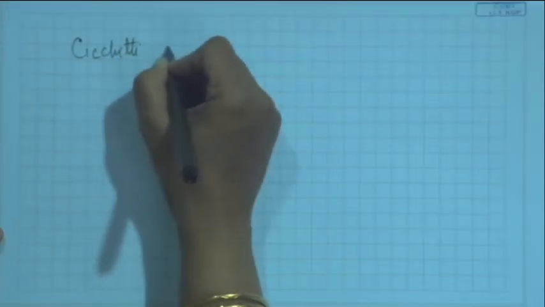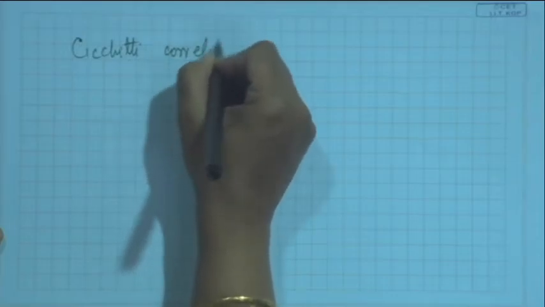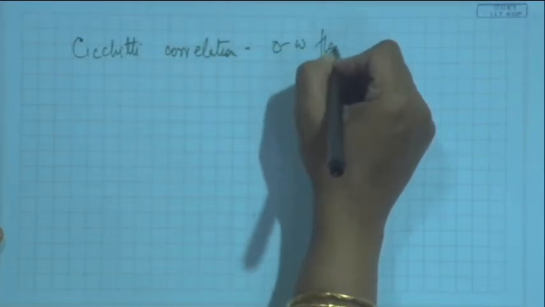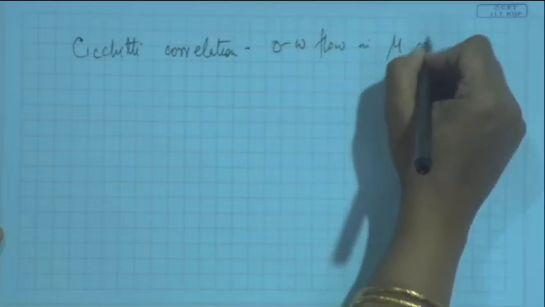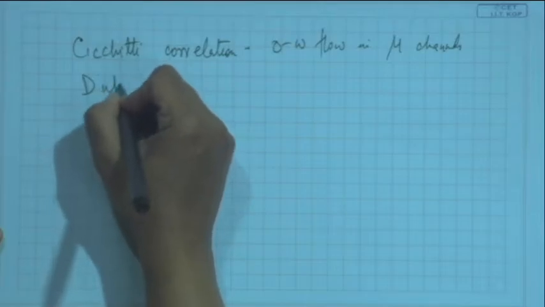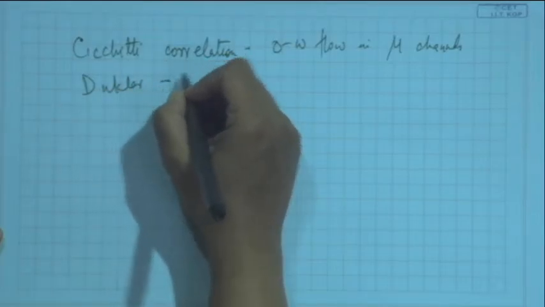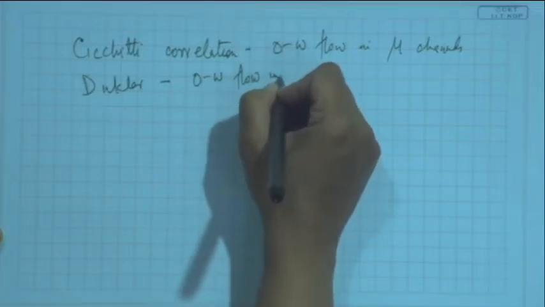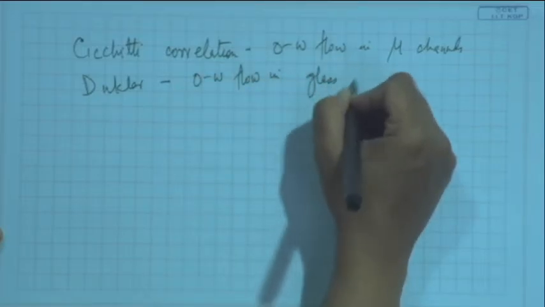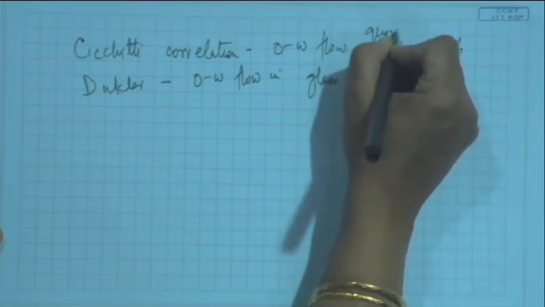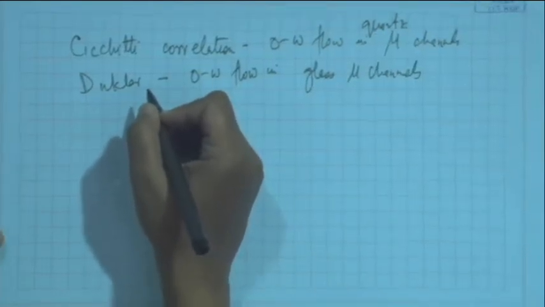Okay. Now, in these oil water flows, if you notice, people have said that the Schick-Chitty correlation was better for oil water flow in micro channels, whereas the Duckler correlation was good for oil water flow in glass micro channels. Well, this was in quartz micro channels, right.